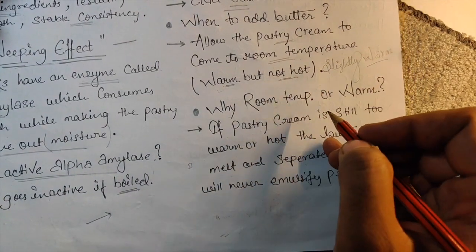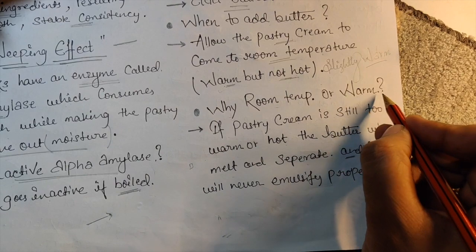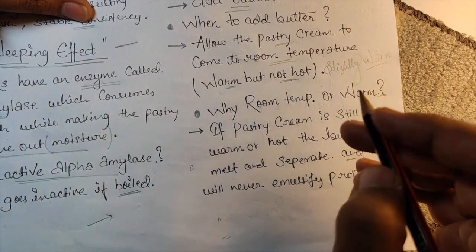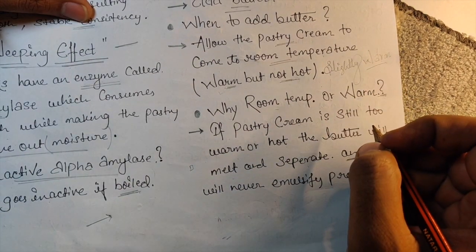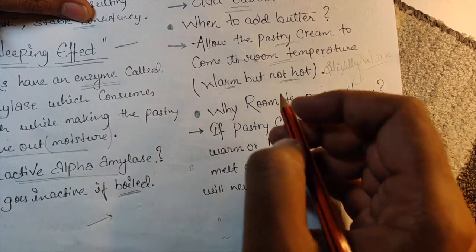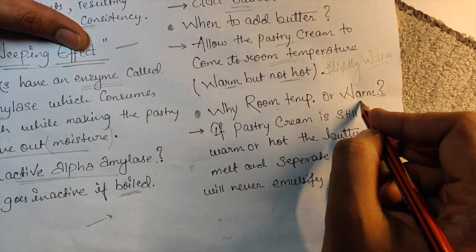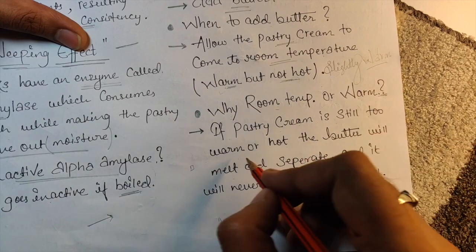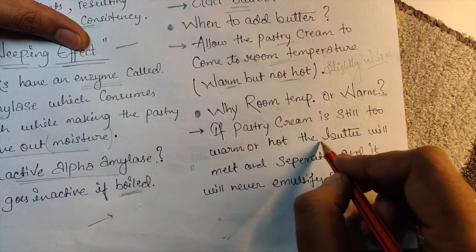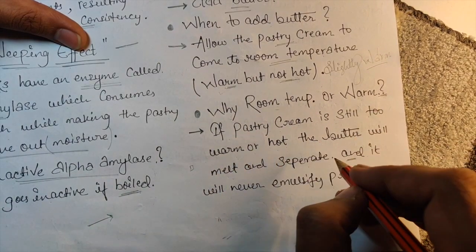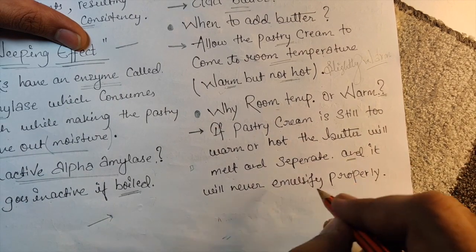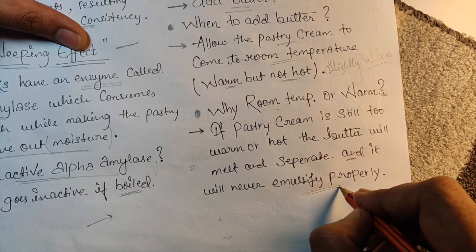Clear? But why? Again, I like question marks. If there is a question mark, there will be an answer for it, for sure. So let's figure it out. Why room temperature or warm? If the pastry cream is still too warm or hot, the butter will melt and separate and it will never emulsify properly. You get the answer?